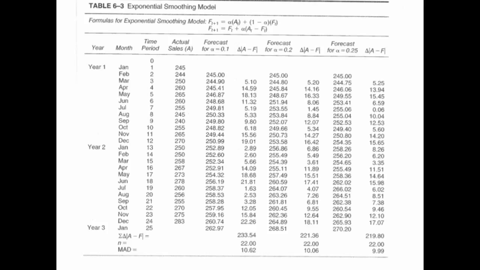Remember, the higher the smoothing constant, the greater is the assumed impact of current month's actual sales on the actual sales of the forecasted month. The mean absolute deviation, or MAD, for alpha of 0.1, 0.2, and 0.25 are 10.62, 10.06, and 9.99 respectively. The resulting best exponential smoothing approach for forecasting is assigning a smoothing constant, or alpha, of 0.25.